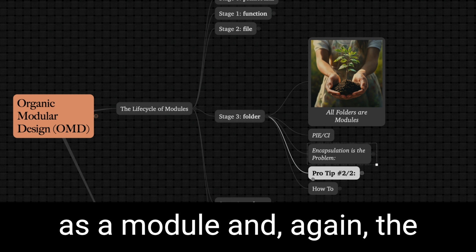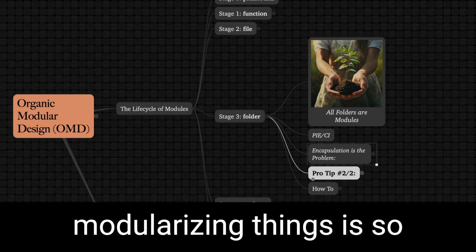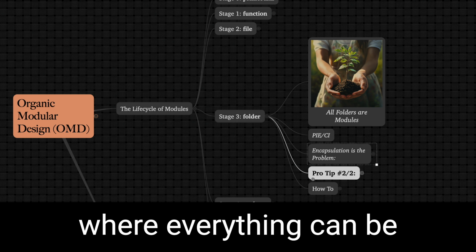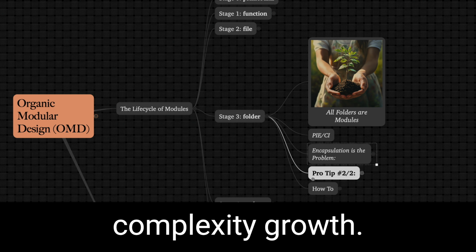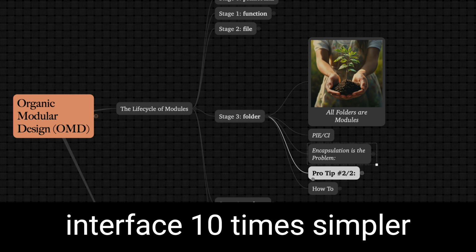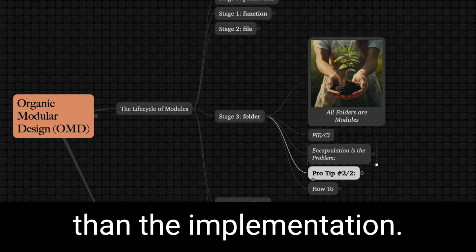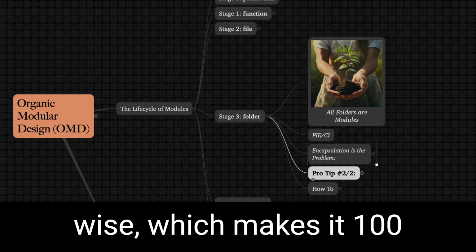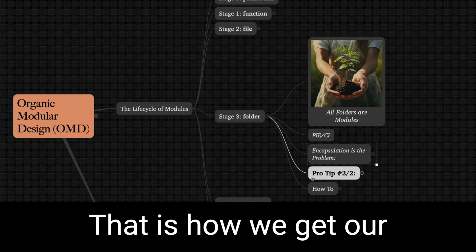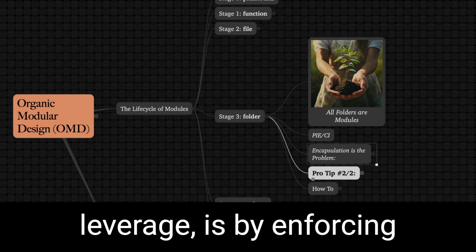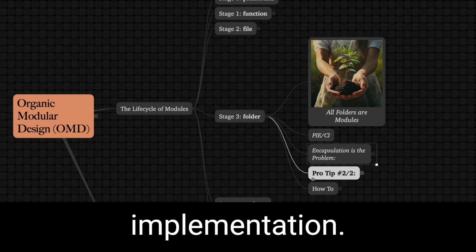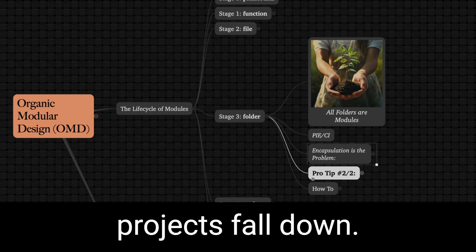And again, the whole reason why we're modularizing things is so that we can defeat the network effect, as it were, where everything can be connected to everything. That's where we get quadratic complexity growth. We want to flatten that the other direction, and we want to make the interface 10 times simpler than the implementation. In fact, you want to make it 10 times smaller code-wise, which makes it 100 times simpler, because 10 times bigger means 100 times more complex. That is how we get our leverage, by enforcing strong encapsulation and making a simple interface around a more complicated implementation.